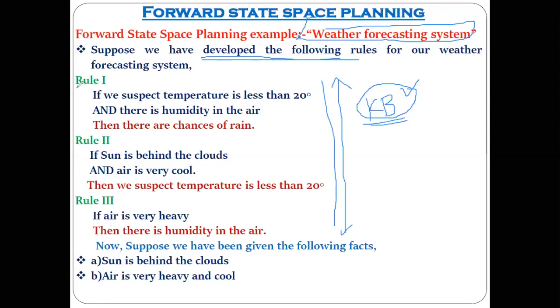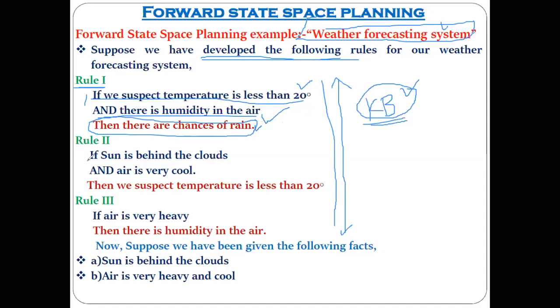In that knowledge base we have defined some rules which are related to the weather forecasting system. Now, what are these rules? Suppose the first rule is what? If we suspect the temperature is less than 20, that is the first thing. Second thing, and there is humidity in the air, then the outcome can be what? There are the chances of rain. This is the first rule. Got the point? These are the two things, and this is quite a related outcome.